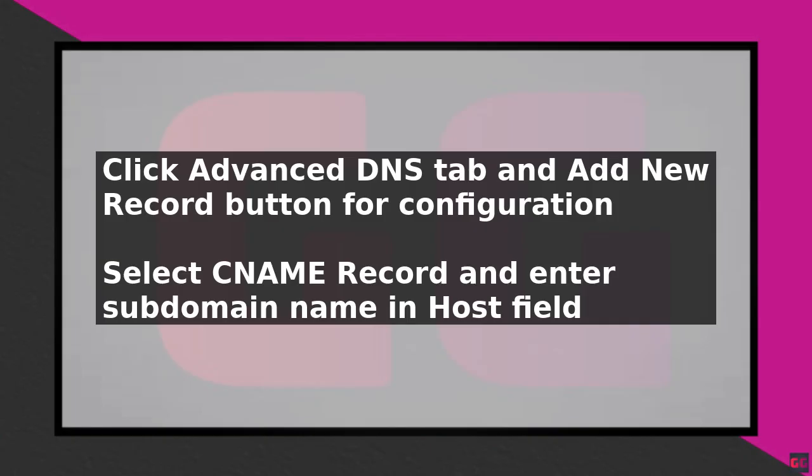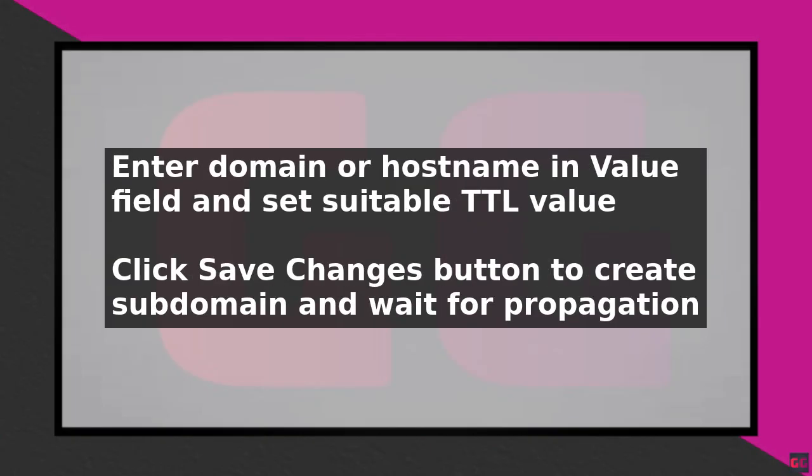Set the TTL to a suitable value. This determines how often the DNS record is updated. A lower value means the record is updated more frequently. Once you have entered the required information, click on the Save Changes button to create the subdomain. It may take a few minutes for the changes to propagate globally, after which your subdomain will be active and accessible.